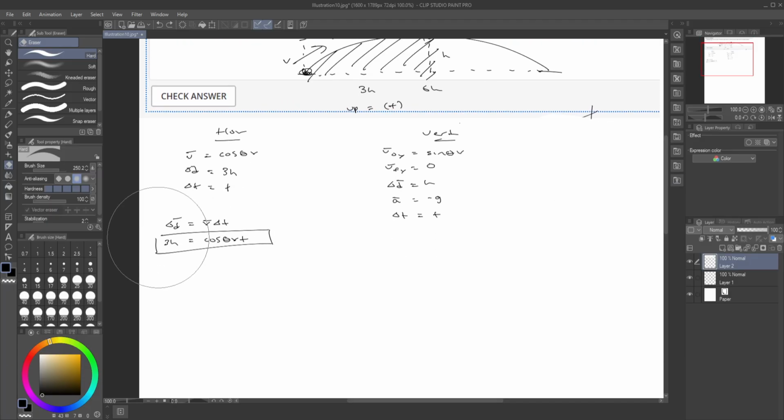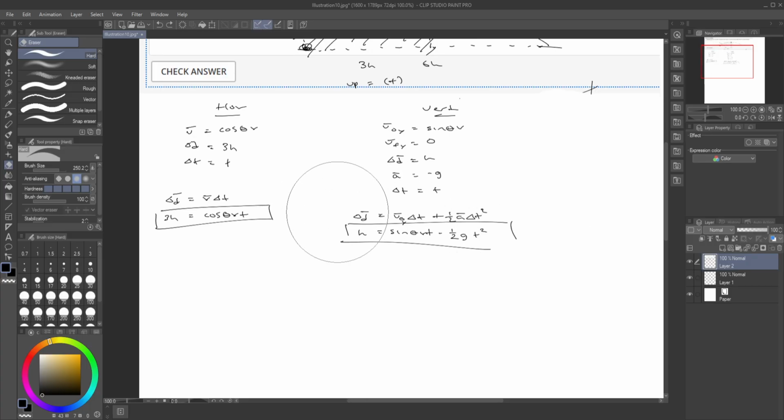Setting up our equations, the first equation I use for horizontal motion is d equal to vt. Subbing in, we get 3h is equal to cos theta times vt. For the vertical motion, the first equation I use is d is equal to v naught times t plus 1/2 acceleration times t squared. Subbing in, we get this.